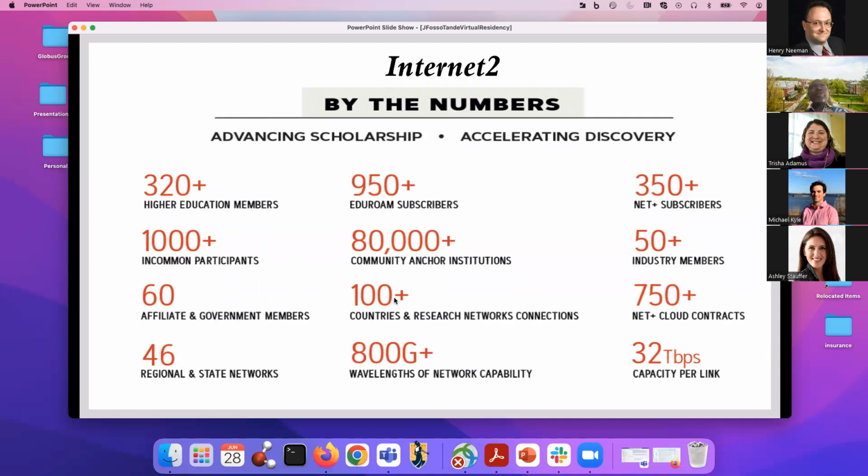So Internet2 by the numbers: I think it's a very successful organization, with 320 plus higher education members, 950 plus eduroam subscribers, so we can go from one campus to the other and still have access to our institution's internet, and Net+ subscribers 350, and the numbers go on and on. It's a pretty impressive organization.